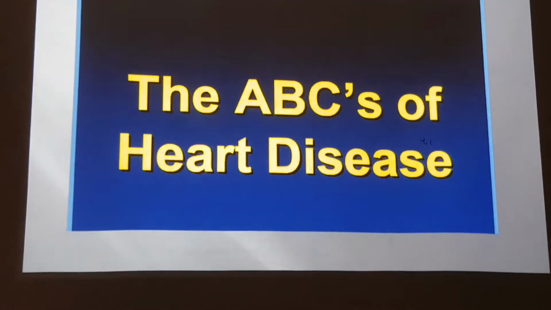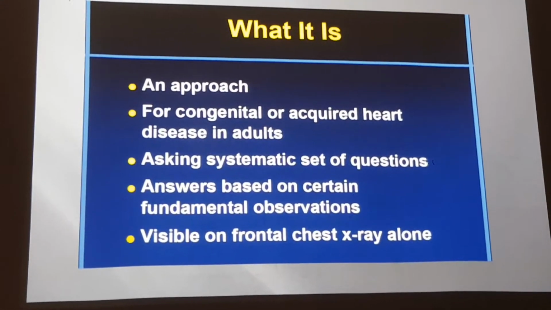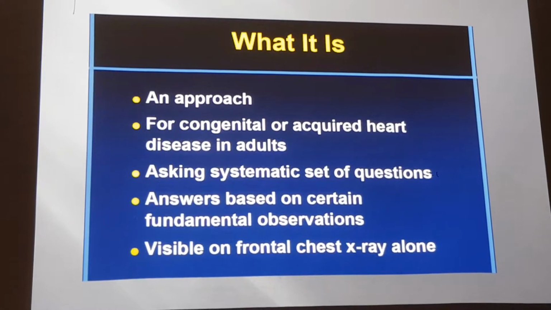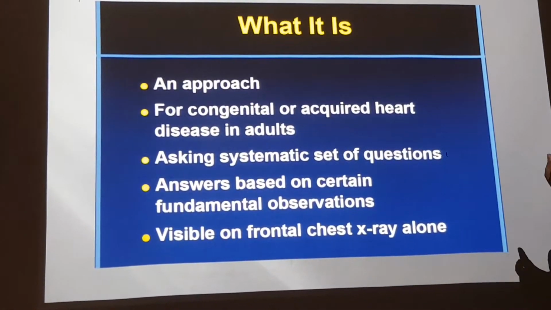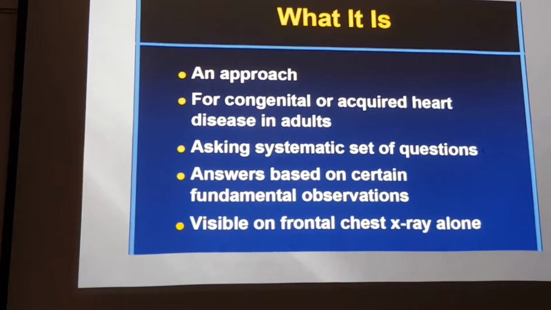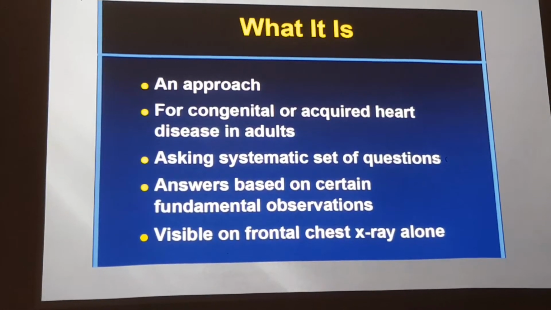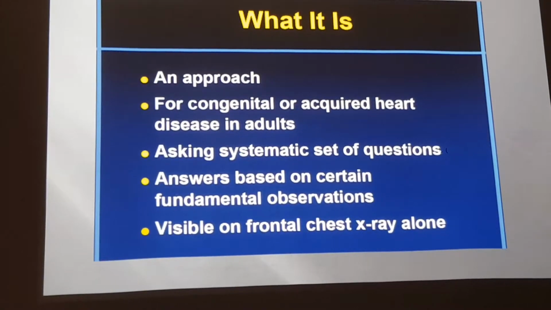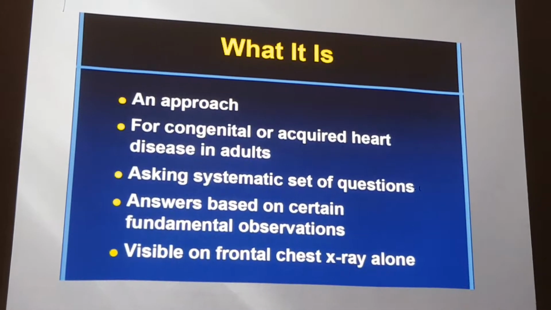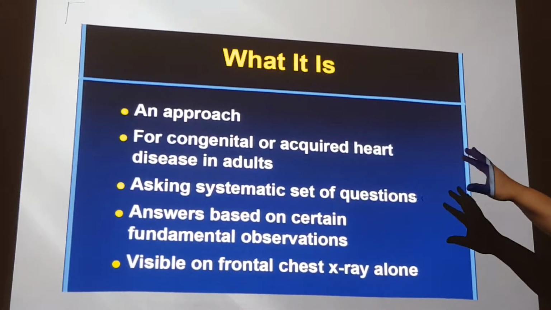So we go to the ABCs of heart disease. What is it? It's actually an approach for congenital or acquired heart disease in adults. You can actually diagnose heart disease in plain chest radiographs. You're asking a systematic set of questions. Answers are based on certain fundamental observations visible on a frontal chest X-ray. So you can actually diagnose heart diseases with just a plain chest radiograph.